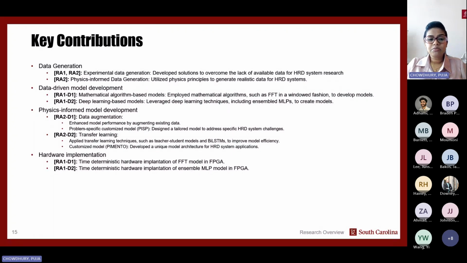I didn't stop at only doing the software implementation. I did hardware implementation in the case of research area 1. For both directions, I did time-deterministic hardware implementation in FPGA for both the FFT and MLP models.